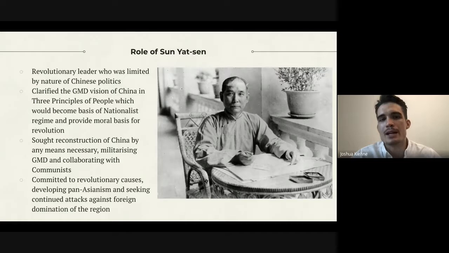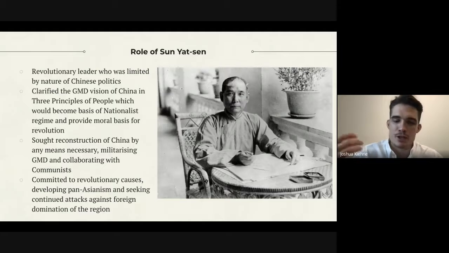But what he did do is he provided a national platform for the GMD party through the three principles of the people. This would be the foundational ideology of this group, providing a moral basis for continued revolution and uprising. He sought the reconstruction of China by any means necessary, signing with communists, working with Japanese, uniting kind of pan-Asian nationalist groups. Anything that would see China become unified is what Sun Yat-sen was willing to do. And continually, he advocated against foreign domination.